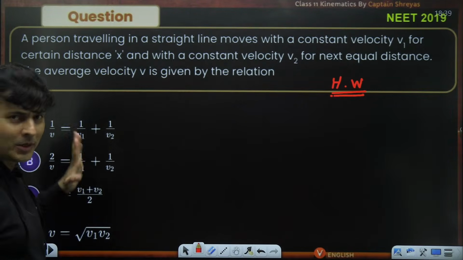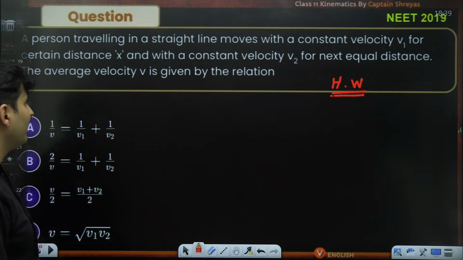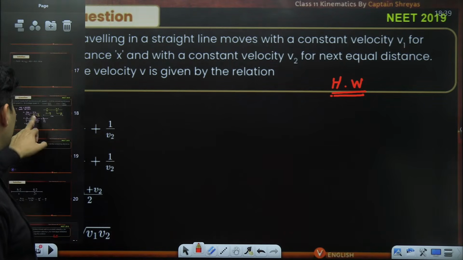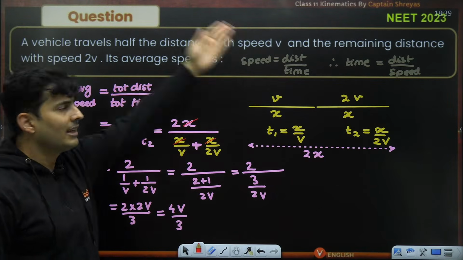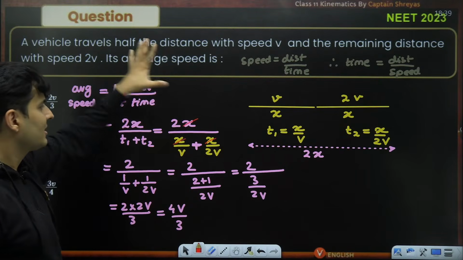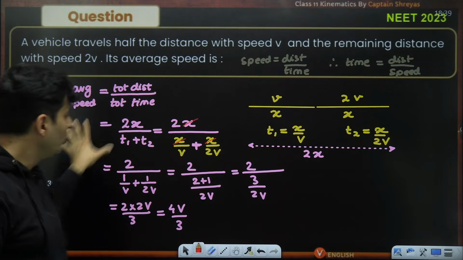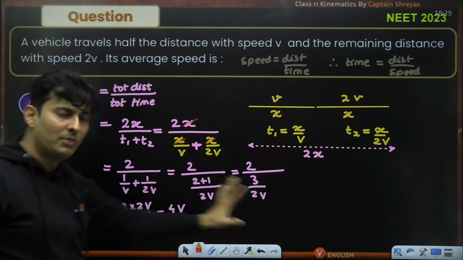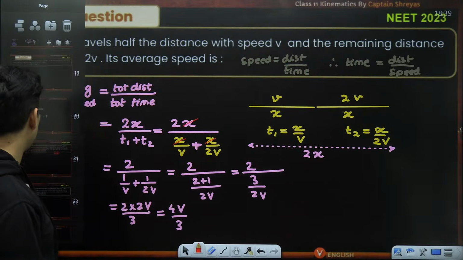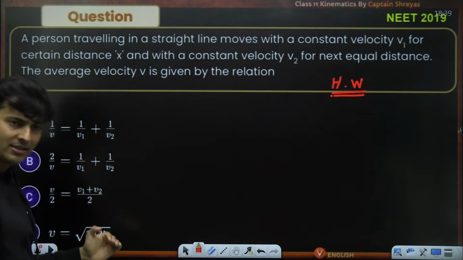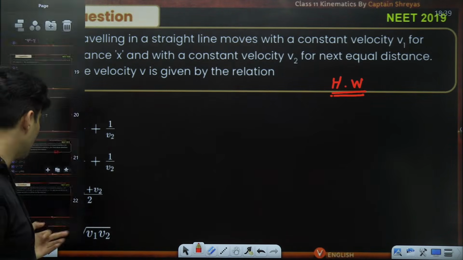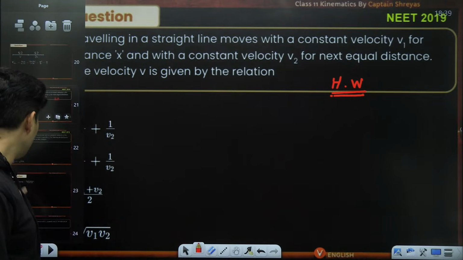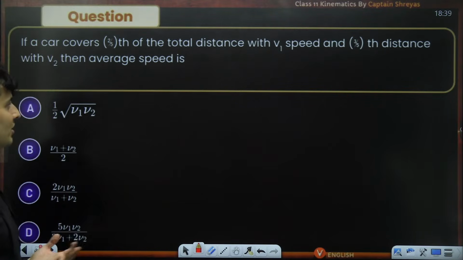Very similar. Instead of V and 2V, they have just given V1 and V2. Same distance, same type of question. You will be able to apply the exact same method and you will get the answer also. The answer is there on the next slide, and the solution is also there, but I will not show it to you. Homework question. Please post the answers in the comment section.